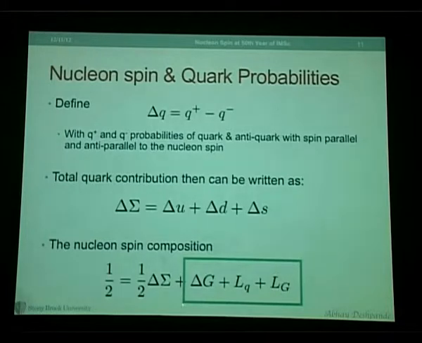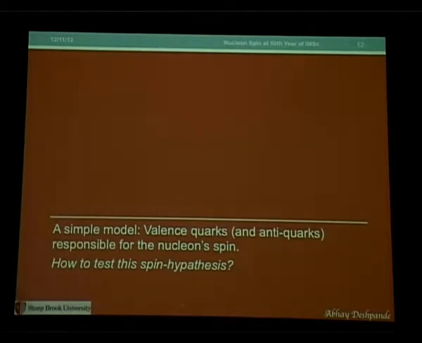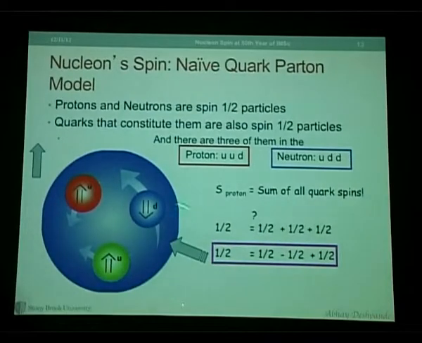My story begins here. How would we discover that something else has to come in? All right, so let's make a simple model and see what happens to the valence quarks and anti-quarks, and how are they responsible, if they're responsible, for a total spin. If you wanted to test that hypothesis, how would you do the experiment? Well, the experiment that was done was a simple one. We assume that this is exactly right. As I said, the simple model, proton spin is half.